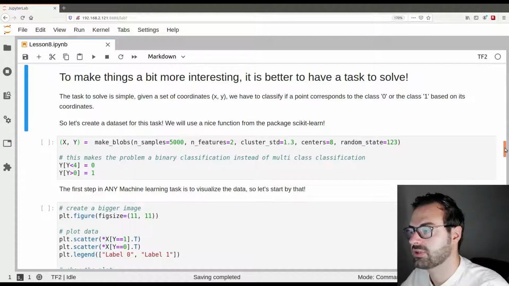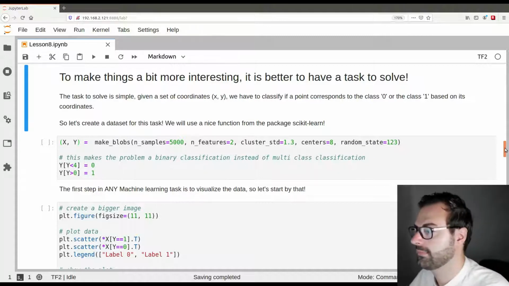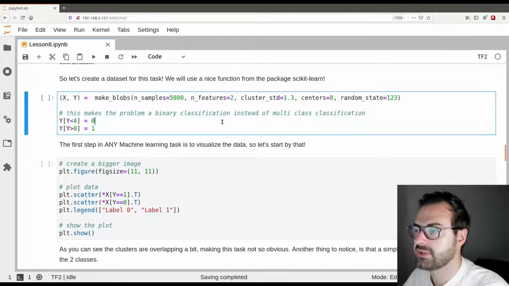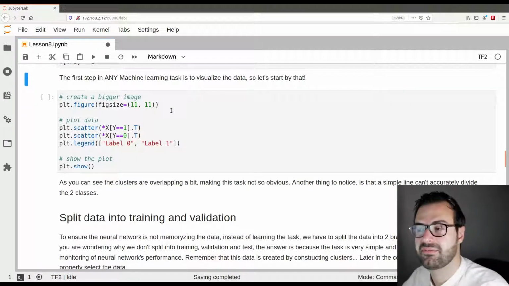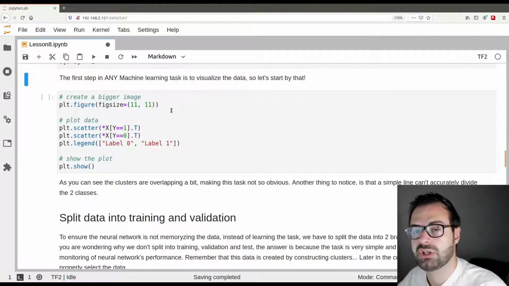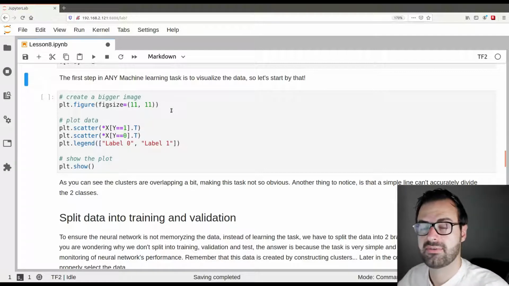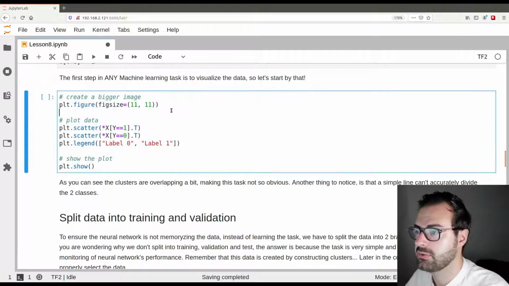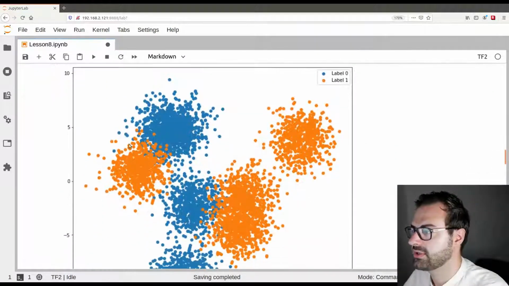We will use a nice function from the package scikit-learn. So in one line, we can see that with the makeBlobs function, we can create a dataset with 5,000 data points, 2 features, then some parameters for the standard deviation, number of centers, and so on. So we execute this code. Now remember, the first step in any machine learning task always starts from visualizing the data. So let's start from that by executing this code. And as you can see, here is the graph.